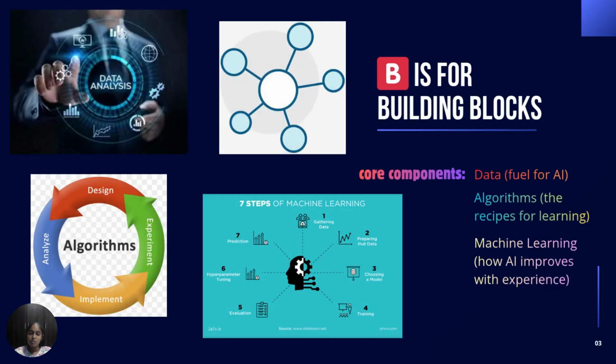Then B is for building blocks. So, how does AI actually work? Let's break it down into building blocks. First, data. This is like the flour. Without examples, AI has nothing to learn from. Then, algorithms. Think of these as recipes. These are instructions that tell the AI how to learn. Then, machine learning. This is how AI improves with experience, just like a child learning from practice.